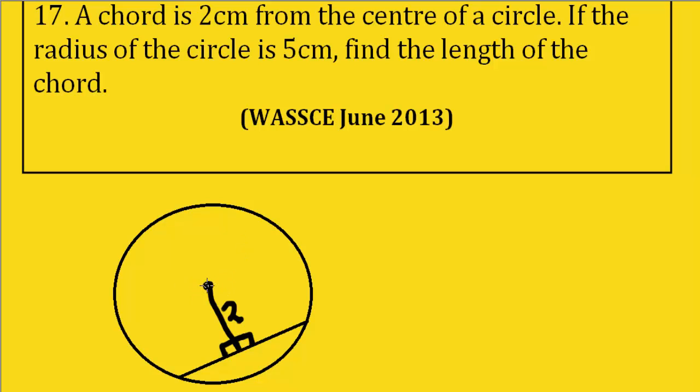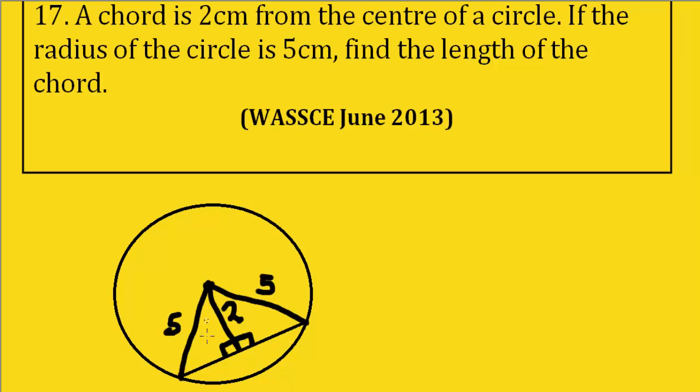So what I'm going to do next is, from the center to this point here on the circumference, which also touches the chord, the end of the chord, the length is 5. The same thing here, the length is 5, because if you recall, the radius is the distance from the center of the circle to any point on the circumference.